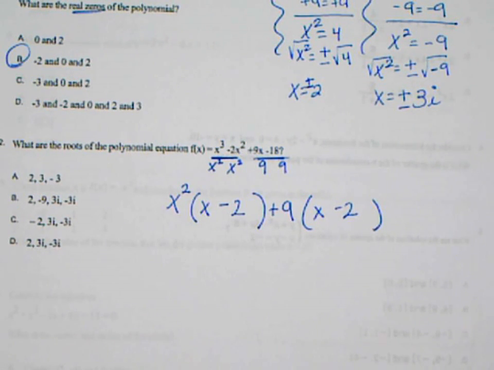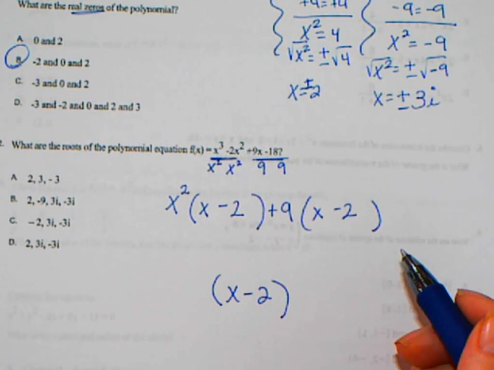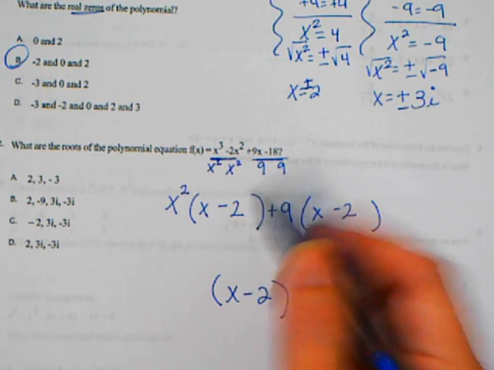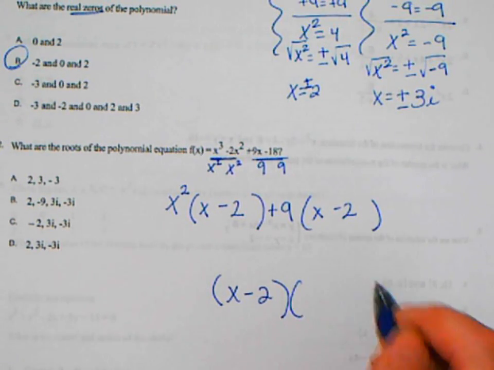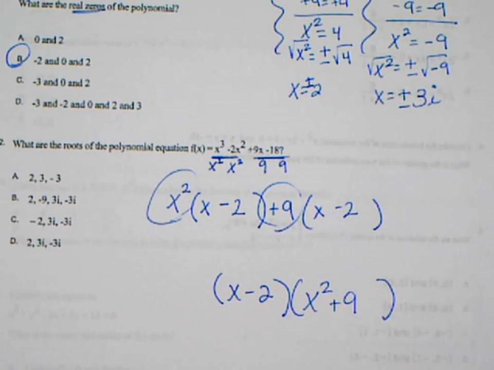So since what's in parentheses is identical, this method is going to work for us. So what you do is, we're going to factor out x minus 2. So x minus 2 goes in one set of parentheses. Whatever is left here on the outside, you group that together in the other set of parentheses. And I did not break it, right? So if I FOILed all this out, x minus 2 times x squared plus 9, I would get what I started with. Basically, I factored it.